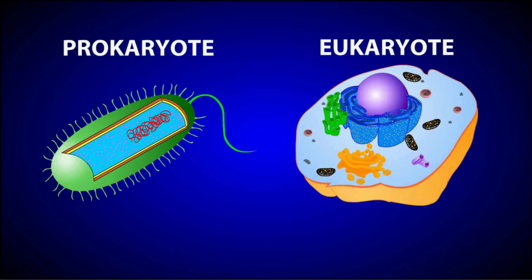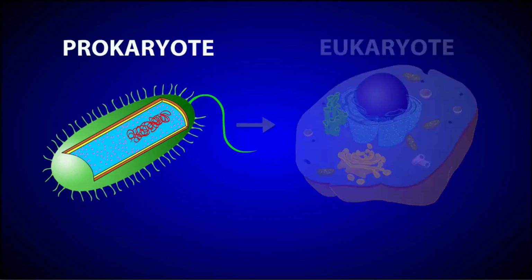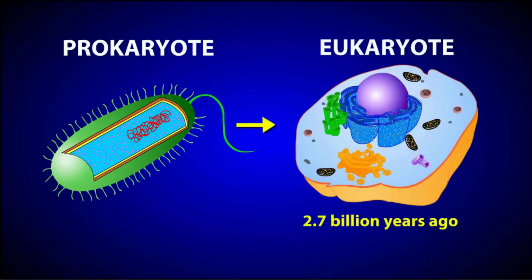Prokaryotic and eukaryotic. Prokaryotic cells are the simplest and most ancient types of cells. They were the only form of life on Earth for billions of years before eventually giving rise to eukaryotic cells.